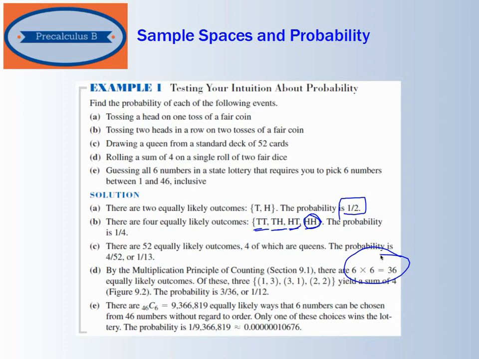The last one, the lottery. The number of ways you can pick 6 numbers from 46 is 9,366,819. And if you're going to just take one shot at it, that means the probability of you actually picking the right numbers is 1 out of 9,366,819, which ends up being a very, very low percentage.